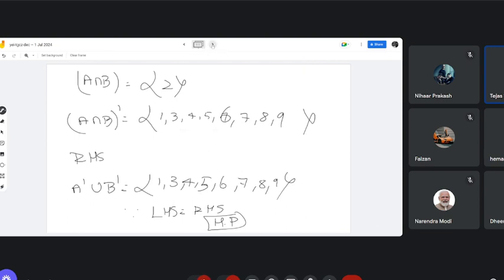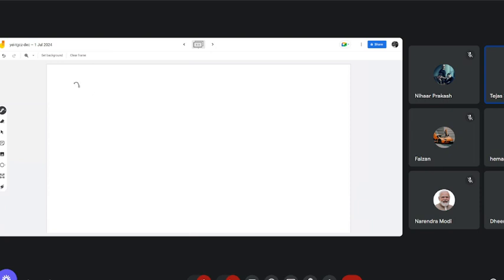I'll write the formula. Formula goes like this. Don't ask me anything, I'll explain the formula. N of X union Y is equal to N of X plus N of Y minus N of X intersection Y. Please don't write, listen up.